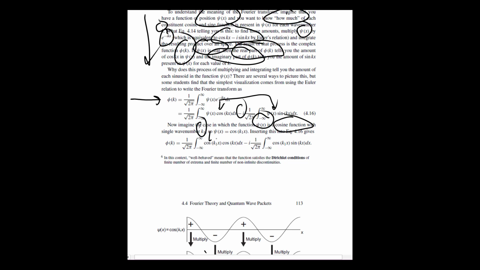So if psi of x is cosine k1x, what does the Fourier transform tell you to do to figure out how much of each k there should be? Now you know the answer already. The only cosine present should be cosine of k1x, because that's what our psi of x function is defined as, and there should be no sine kx present at all, because we're trying to make up a cosine. So let's see what the math tells us. Here it is, written out with cosine k1x plugged in as psi of x.